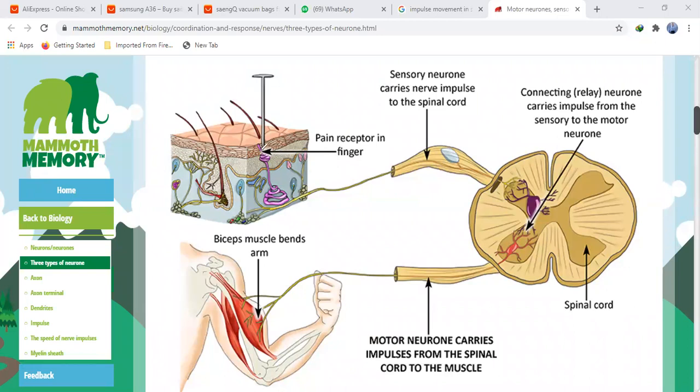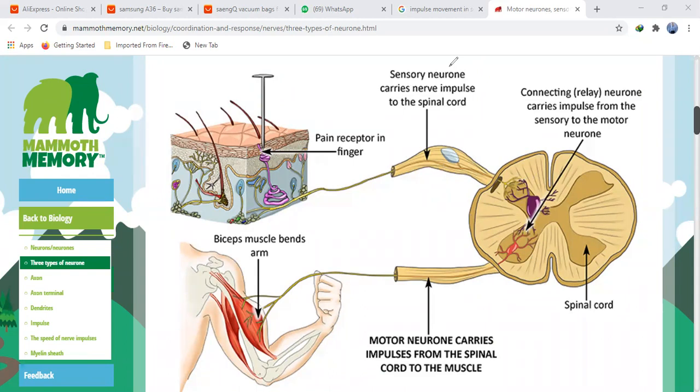Thank you. So here is the pain receptor, when a nail is inserted into the skin. The pain receptor accepts the pain. Then the axon, this is an axon, which is connected to the sense organ or the receptors. Then the message passes through the sensory neuron and moves to the central nervous system. I can say this is a spinal cord. The spinal cord is a part of the central nervous system.